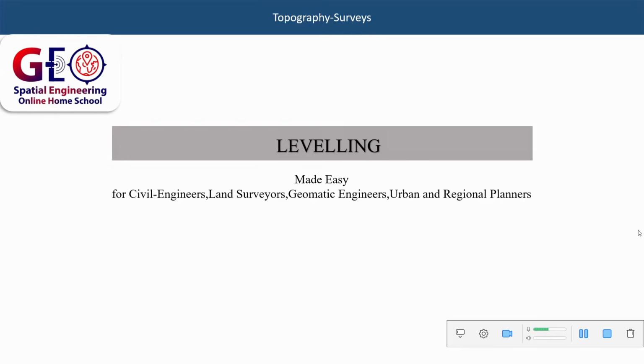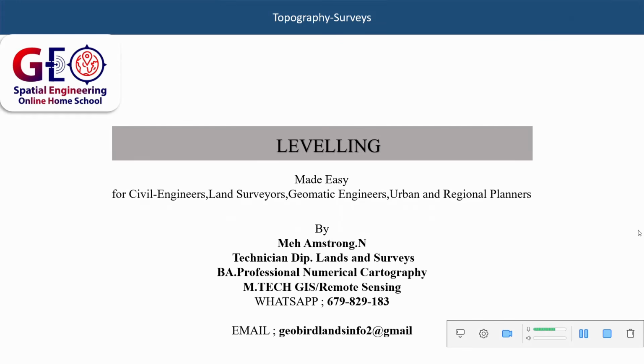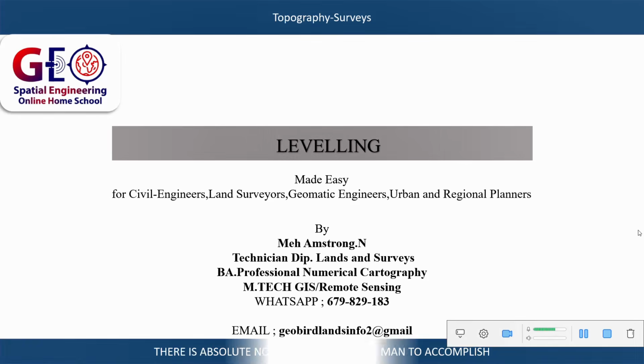We are going to continue with our lectures on leveling. In the last class we gave some theoretical concepts on leveling and its application. Today we are going to work on some exercises.